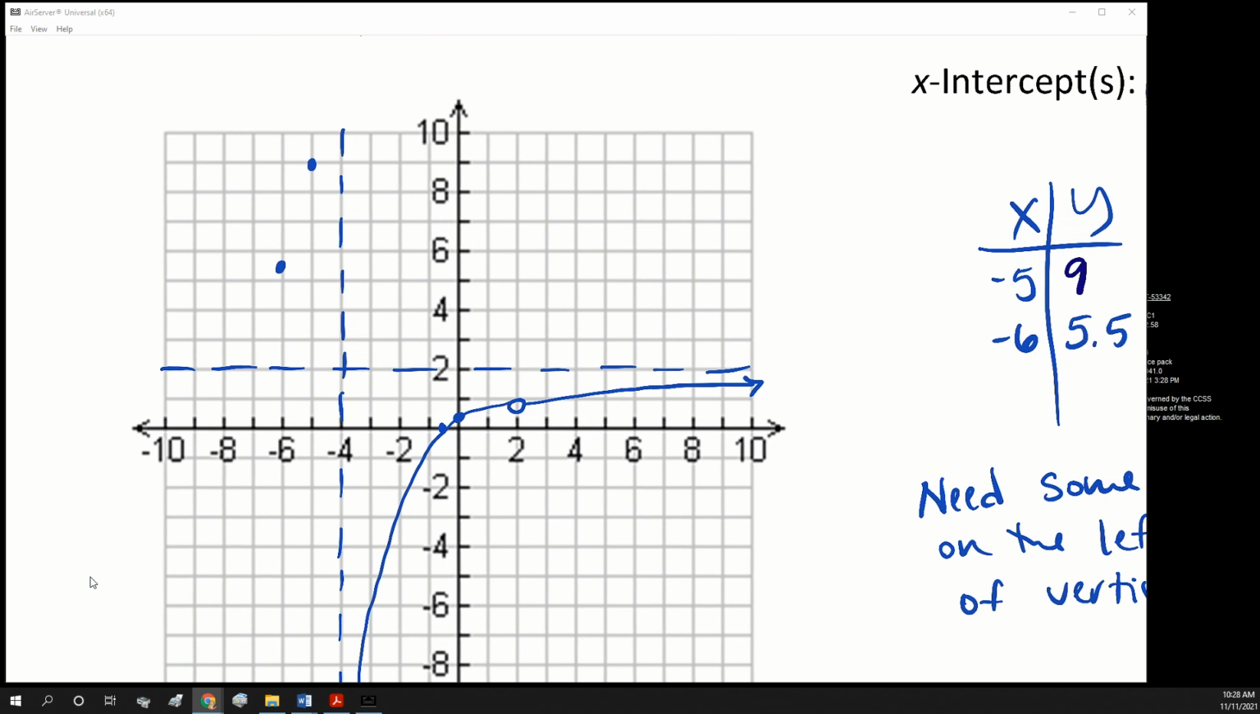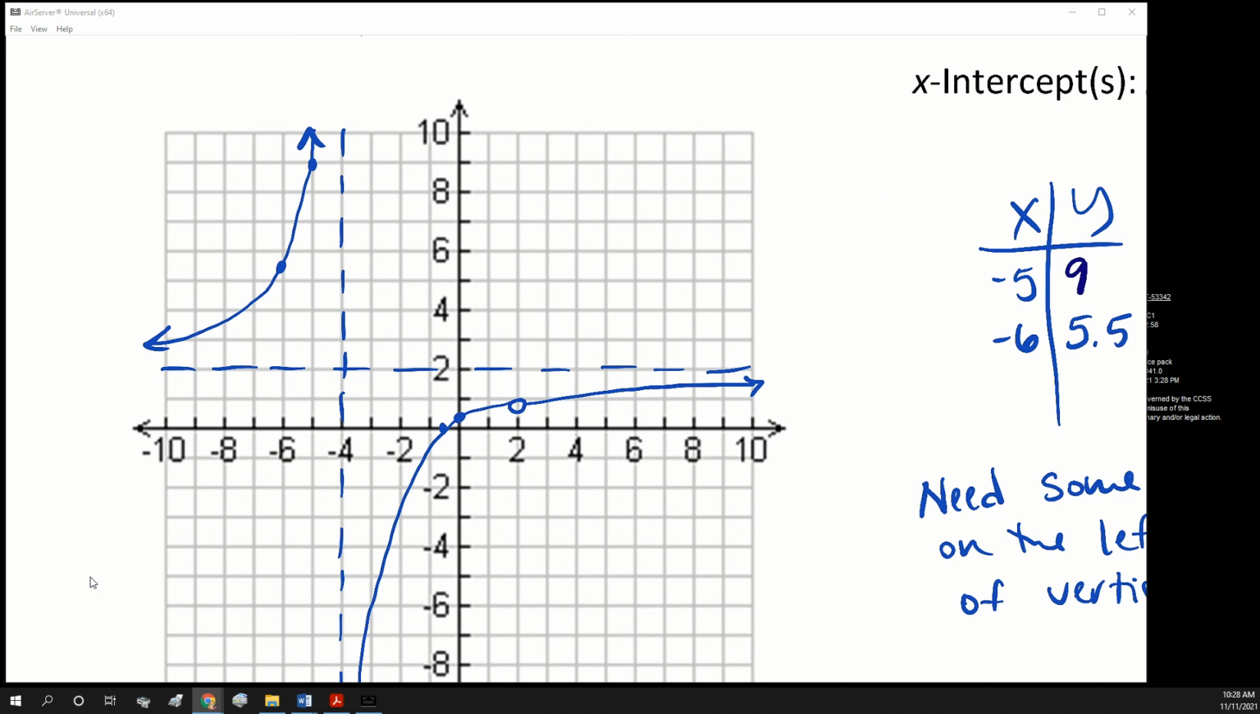Okay. So you can kind of start to see what's happening. You can keep plugging in points if you want to, but I know that I'm going to curve through these points and then it's going to kind of start going flat with that horizontal asymptote. And that's that graph.